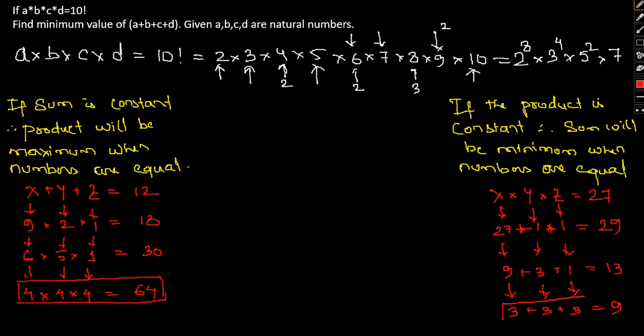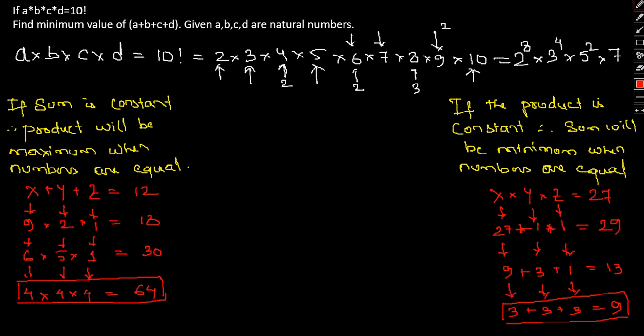So hence is the proof: when the product is constant, the sum will be minimum when all the values are equal or near equal. The farther they are, the higher the value they have. So we'll be using this particular concept in this case. Here we need to find the values of A, B, C, D in such a way that they are more or less very much similar.